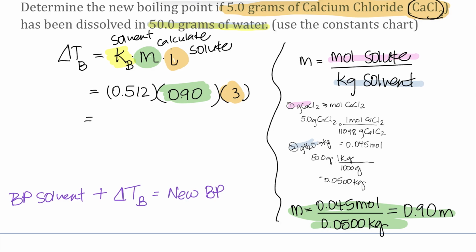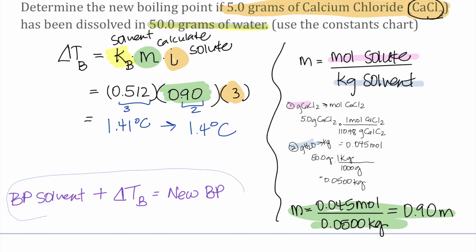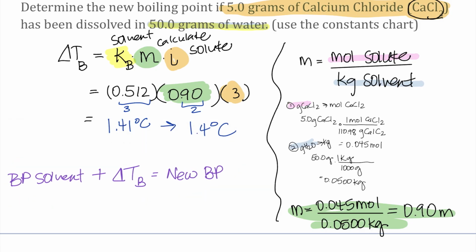And as I'm looking at this, we've got delta T is going to be 1.41 degrees Celsius, which, as I look at this, this is 2 sig figs, this is 3 sig figs. So let's go 1.4 degrees Celsius. And now to find, well, what is our new boiling point? Because that's just the change in the boiling point temperature, delta T boiling.